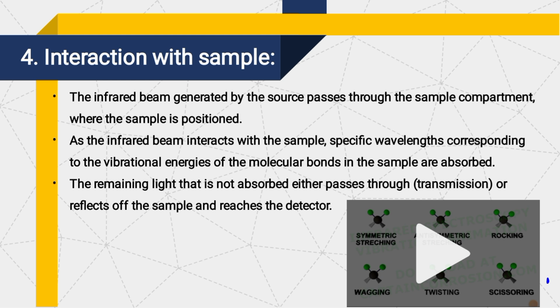And next is interaction with the sample. The infrared beam generated by the source passes through the sample compartment where the sample is positioned. As the infrared beam interacts with the sample, specific wavelengths corresponding to the vibrational energies of the molecular bonds in the sample are absorbed. The remaining light that is not absorbed either passes through by transmission or reflects off the sample and reaches the detector.